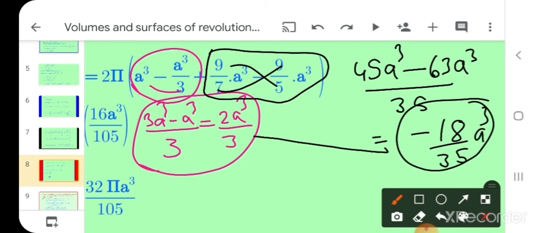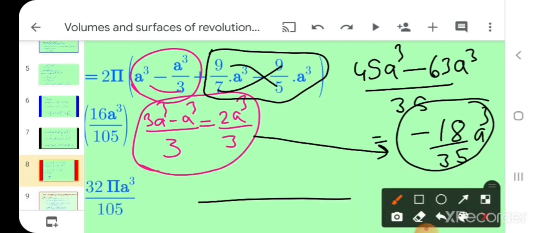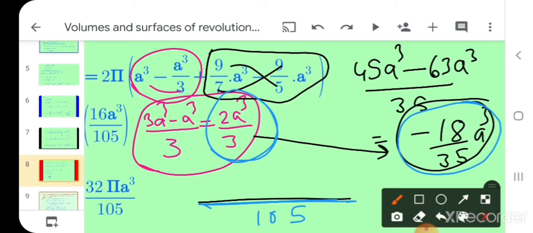Now we take LCM from these two parts. Okay, see here. What is the LCM? Here we have 2a cube by 3. Here we have minus 18 by 35 a cube. So 105 is the LCM. 35 2 ja 70 a cube minus 3 18 ja. What?